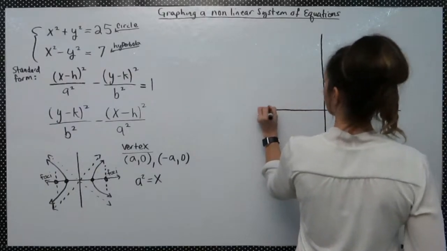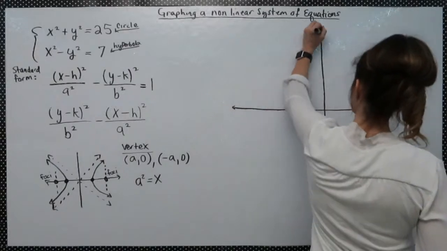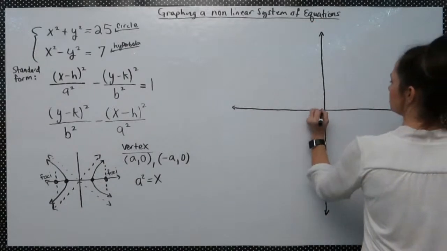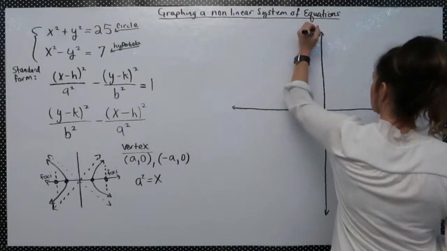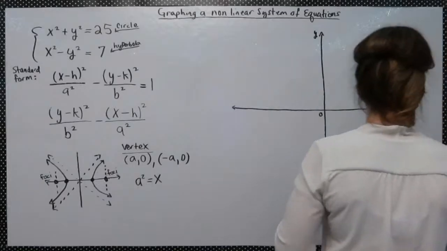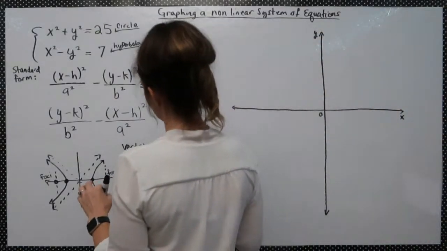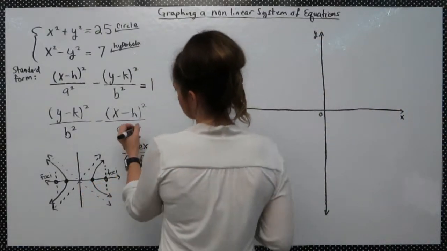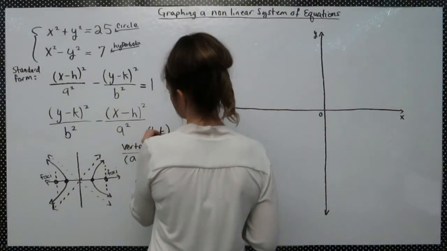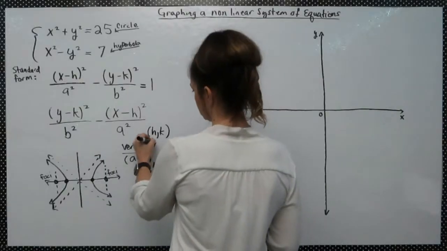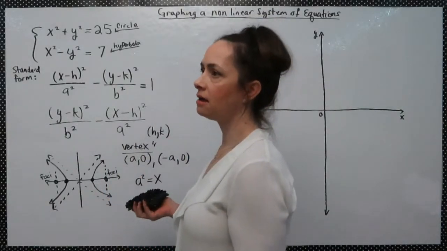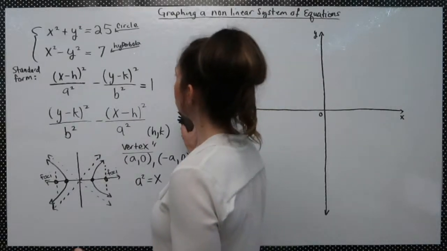And again, you can graph your system, solve it graphically, but you can also solve your system by algebra as well. So the vertex here would still be at h comma k. Okay. And so it has a lot of similarities to the circle. So we'll just know that.